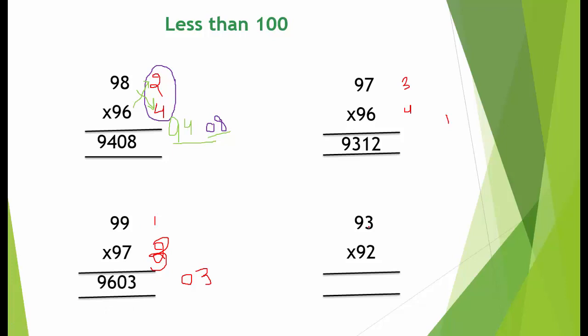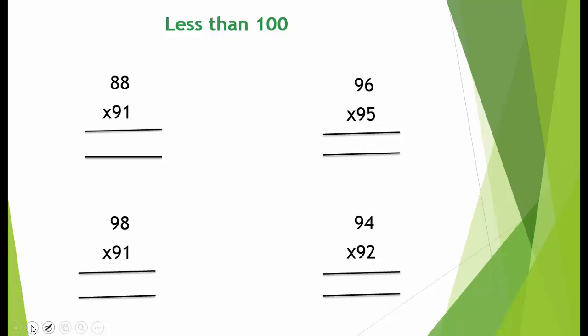Now 93 and 92. 93 is 7 less than 100 and this is 8 less than 100. So 7 8s are 56, and now subtract, 92 minus 7, that is 85. 8556 will be the answer.